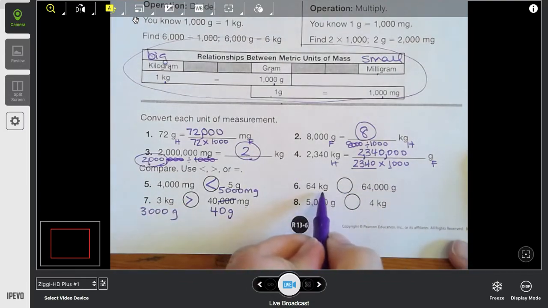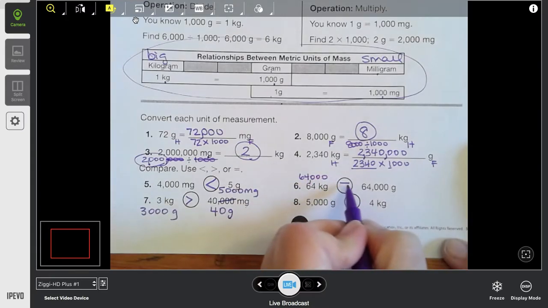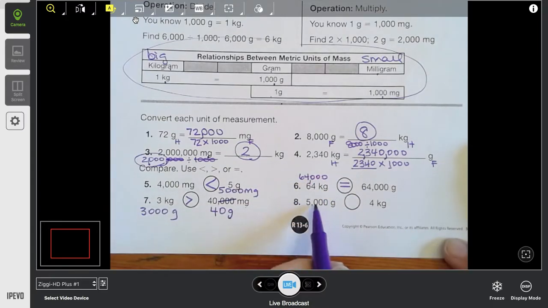Kilograms and grams. Let's change our kilograms into grams. This is 1,000 grams per kilogram, so we're going to multiply 64 by 1,000. That's the exact same thing. 5,000 grams and 4 kilograms. I'm going to change these to grams. 4 times 1,000 is 4,000 grams. 5,000 is bigger than 4,000.